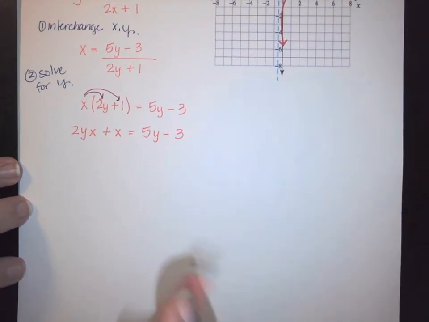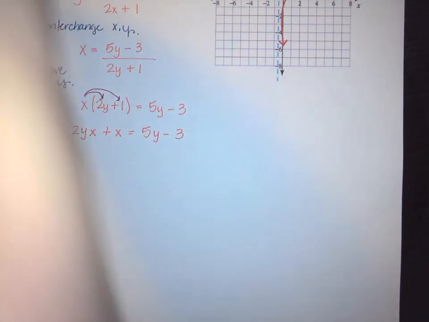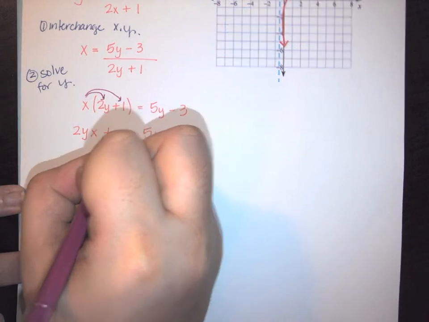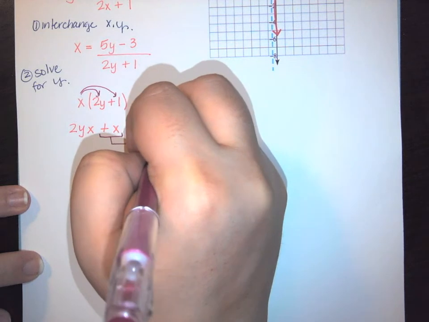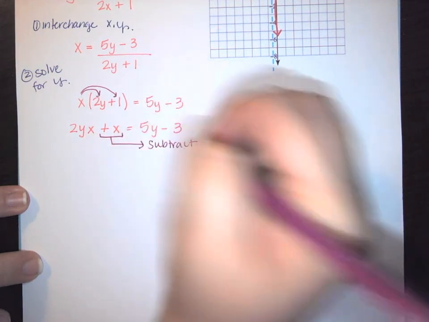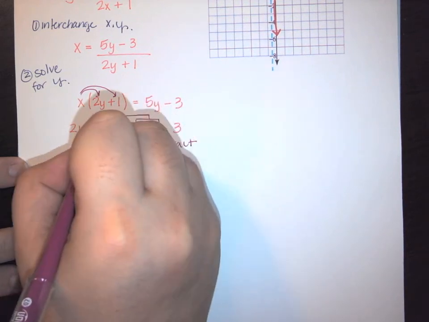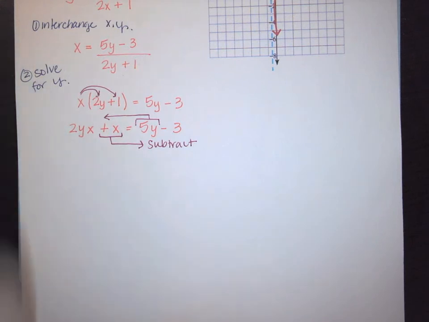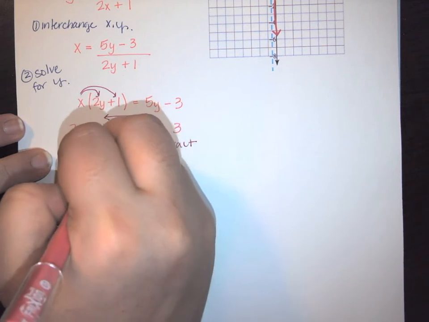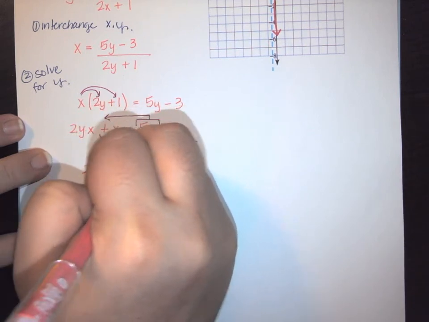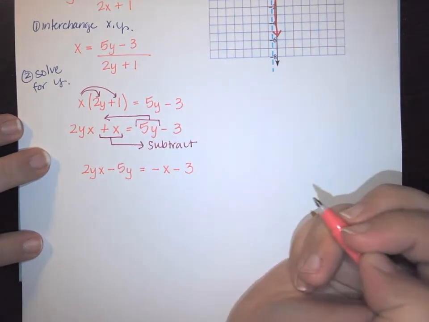We are then going to get all my y's to one side, and we're going to take this single x and move it. Essentially, we're going to take this x right here and move it across my equal sign. Because it's adding, we have to subtract. And we're going to do the same thing with this 5y and move it across my equal sign. Because the 5y is positive, we're going to subtract. So here we're going to end up with 2yx minus 5y is equal to negative x minus 3.